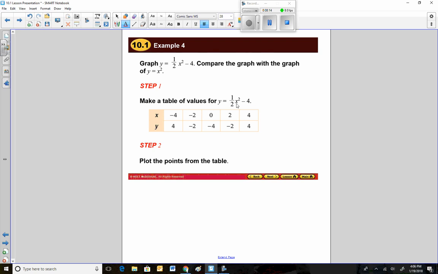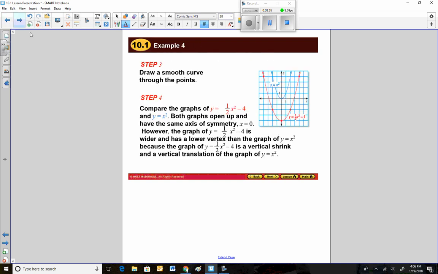How do you know what numbers to put in? You put in numbers that are convenient. Because if I do 2 squared, what's 2 times 2? 4. Half of 4 is 2. 2 minus 4 is -2. So I'm using even numbers when it has a half, so it can be convenient to get nice whole numbers, and then you can graph these on a table, or on a graph.